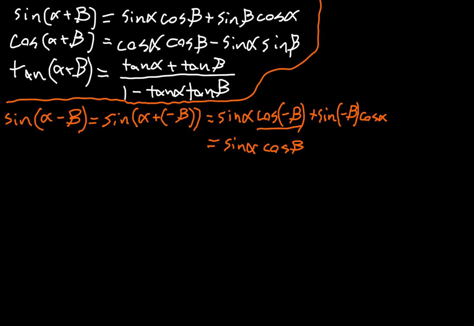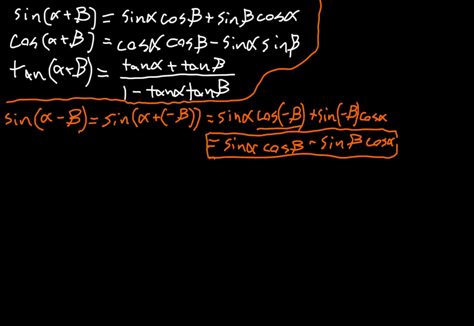But what's sine of negative beta? Now you're going to find, because sine is an odd function, sine of negative beta is actually negative sine of beta. So this is going to be the same as negative sine of beta times the cosine of alpha. And there we have it. This is our formula. I think that's kind of neat.